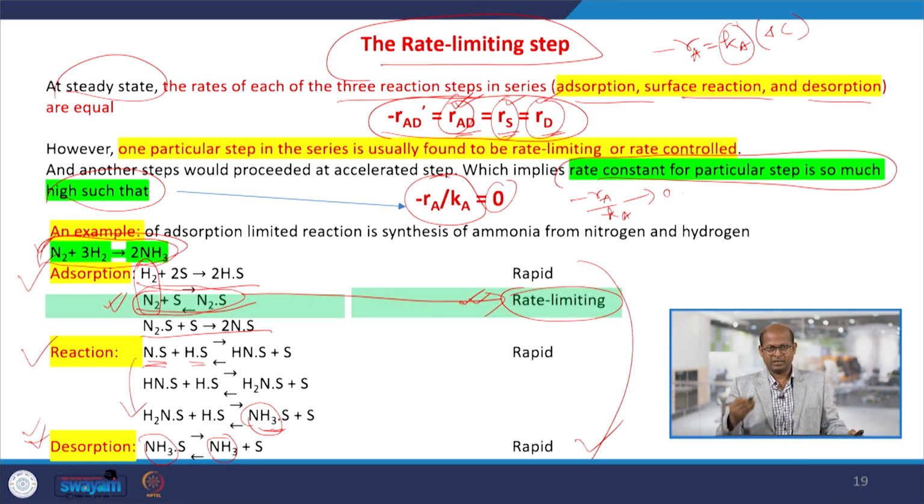Then we have to consider another guess, and develop another rate equation, and if it is fitted with the experimental results, then we can say that the particular step we have considered for that particular reaction is the rate limiting step.